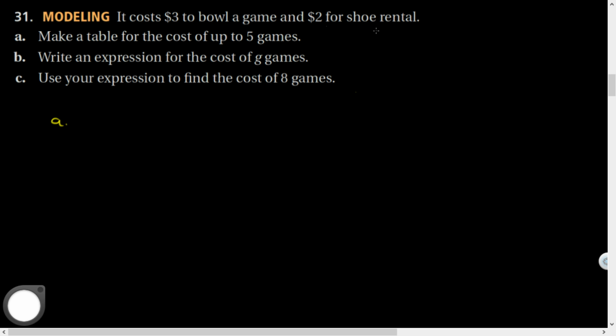So it looks like the shoes are always going to be the same price, and then you might bowl a few games. So let's let B be the number of games that we bowl, or you could have used X or some other thing. Make a table for up to 5 games.